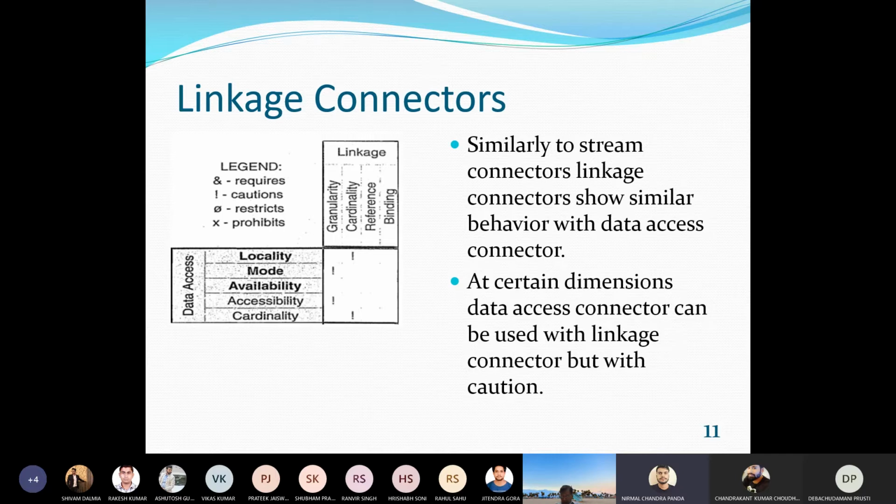Here you can see data access connector with linkage connector. It is represented mainly with blank cells and some points: data access mode with granularity of linkage, locality with cardinality of linkage, accessibility with granularity of linkage, and cardinality of data access with cardinality of linkage. These are cautions, indicating that they may result in some invalid connections.